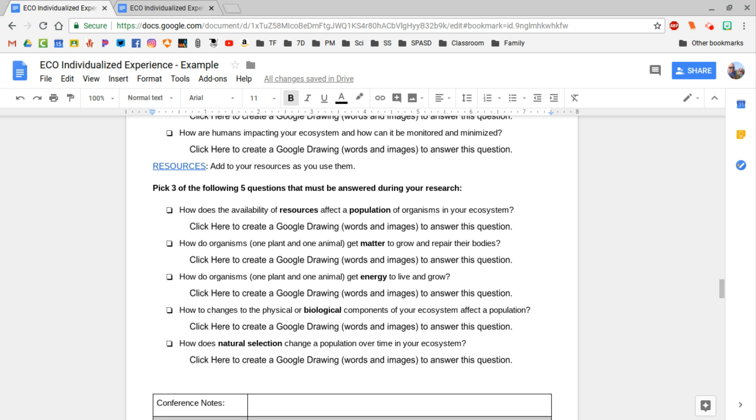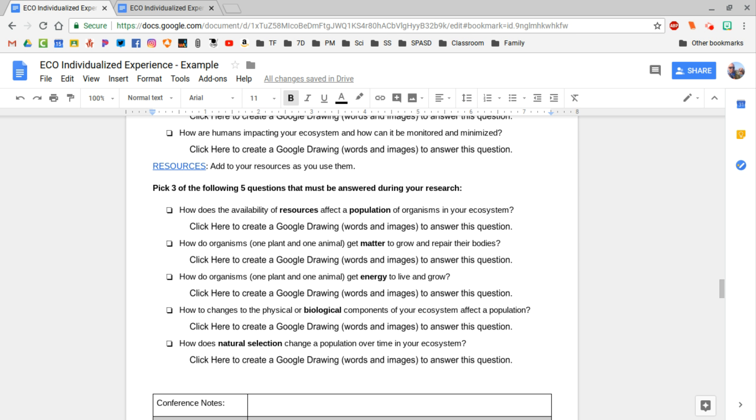Then at the bottom, there are 5 questions, but you only have to pick 3. Okay, so how does the availability of resources affect population of organisms in your ecosystem? So resources would be like food, light, basically the types of energy.